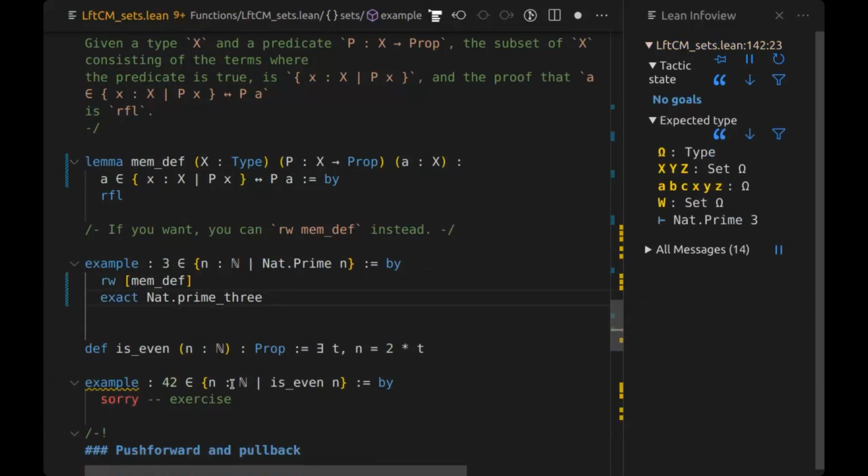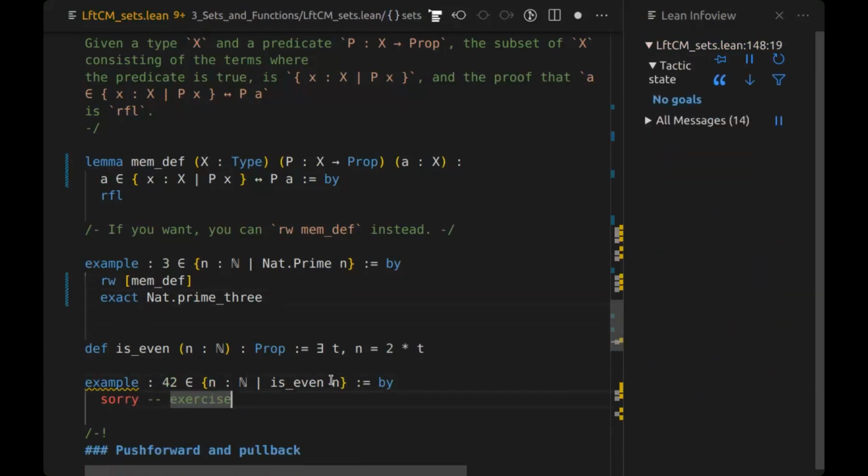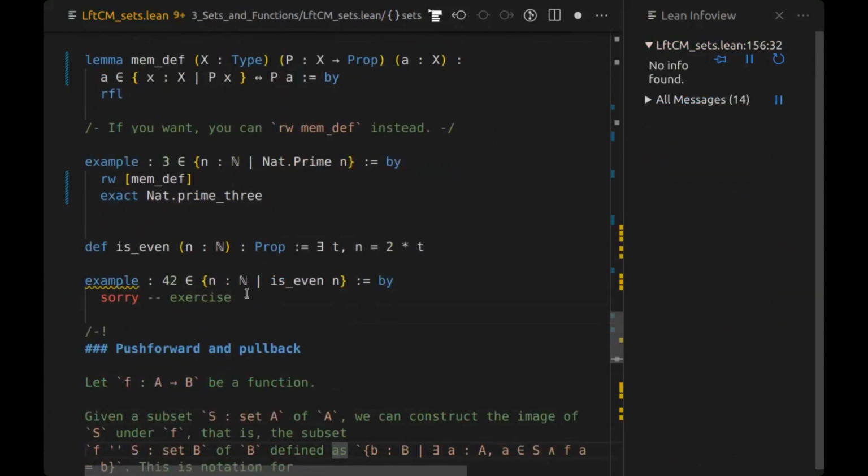For another example, you can later try to prove that 42 is even. The definition of even is that there exists some t such that n is equal to 2 times t. So you just need to figure out what that t is.